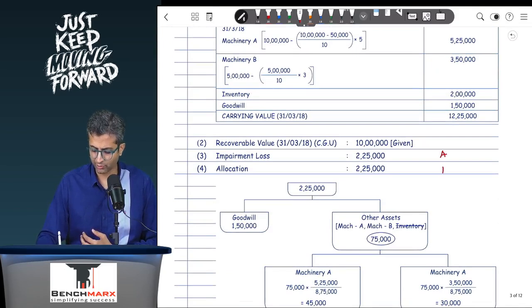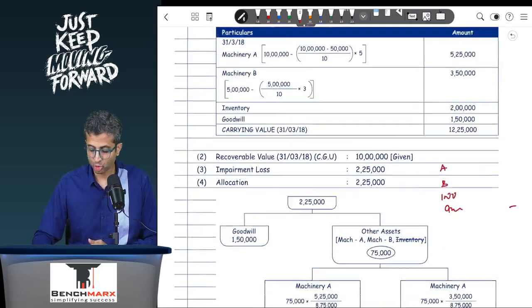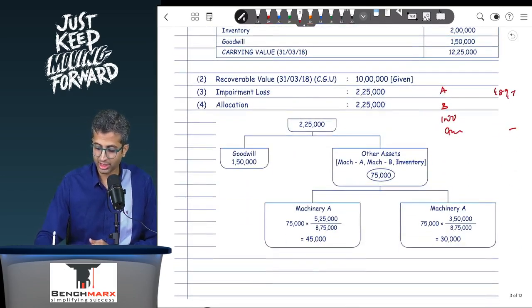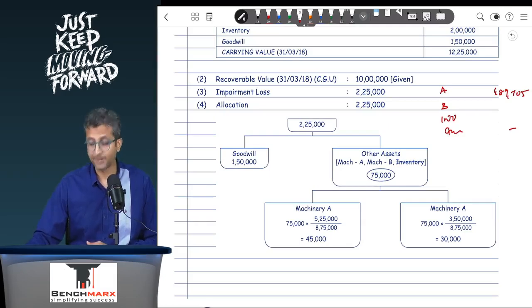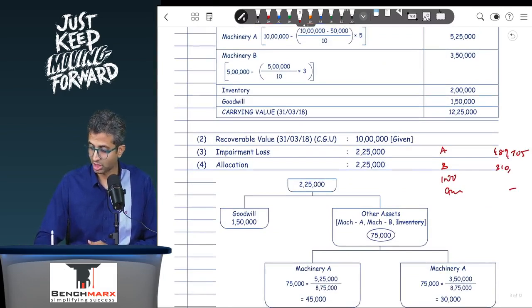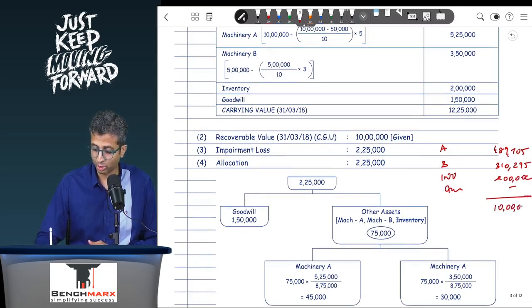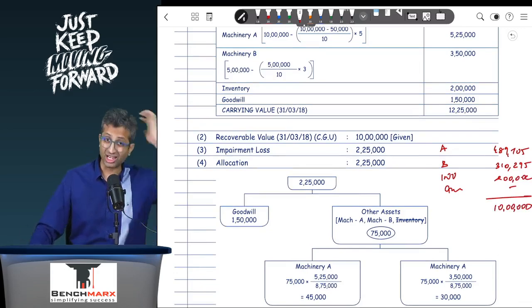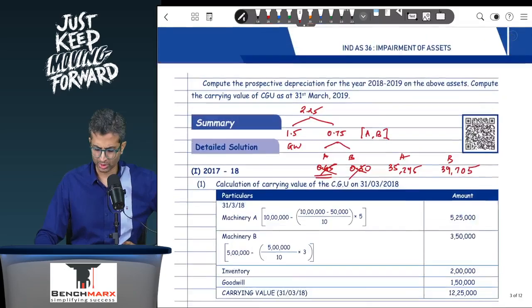After booking this impairment loss, if I were to do the workings for A, B, inventory and goodwill, my goodwill will become 0. 1,50,000 minus 1,50,000 is 0. A will be 5.25 minus 35,295, which is 4,89,705. B will come to 3,50,000 minus 39,705, so this will come to 3,10,295. Your inventory continues to remain at 2 lakhs only, and hence if I total all of this, my total carrying value will now be revised to 10 lakh rupees as on 31st March 2018.